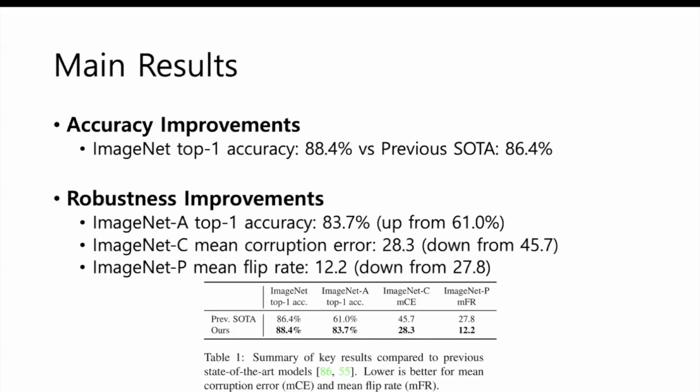The model in this paper outperformed previous SOTA models. And to check the robustness of the model, the authors evaluated it on several other datasets. ImageNet A was used for top-1 accuracy. ImageNet C was used for mean corruption error. ImageNet P was used for mean flip rate.